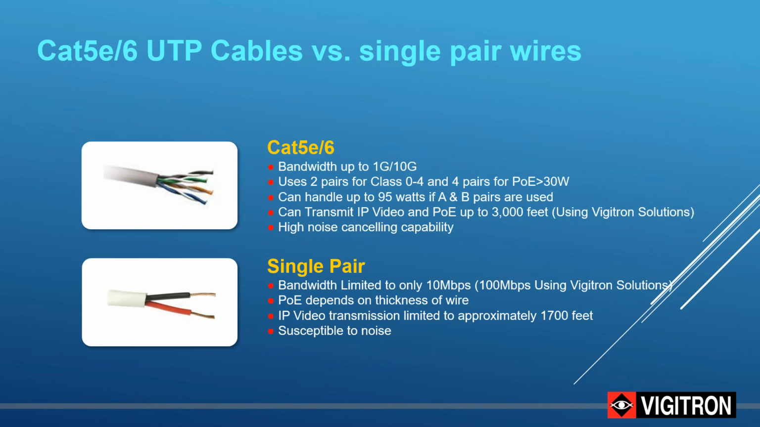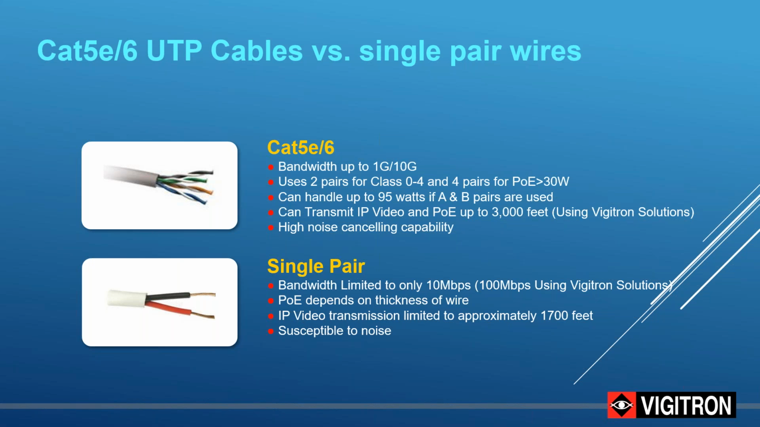So when we look at this, what are those differences? Well, there's a lot of them. When we talk about CAT 5E or CAT 6, we're basically talking about a cabling that has 4 pairs of wires, 8 individual wires. And the bandwidth can be anywhere from 1G to 10G. It uses 2 of the pairs when we talk about PoE classes from 0 to 4, and 4 of the pairs for anything that is over that standard, which is commonly referred to as 60 watts. And we'll cover the many other different terms in later segments.